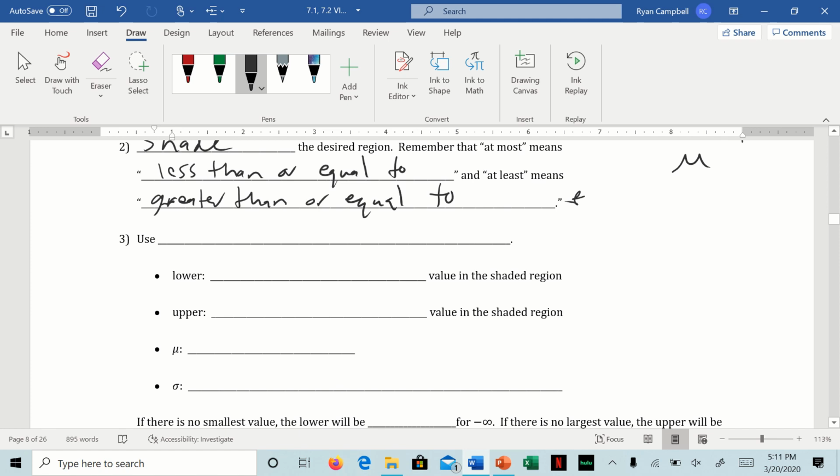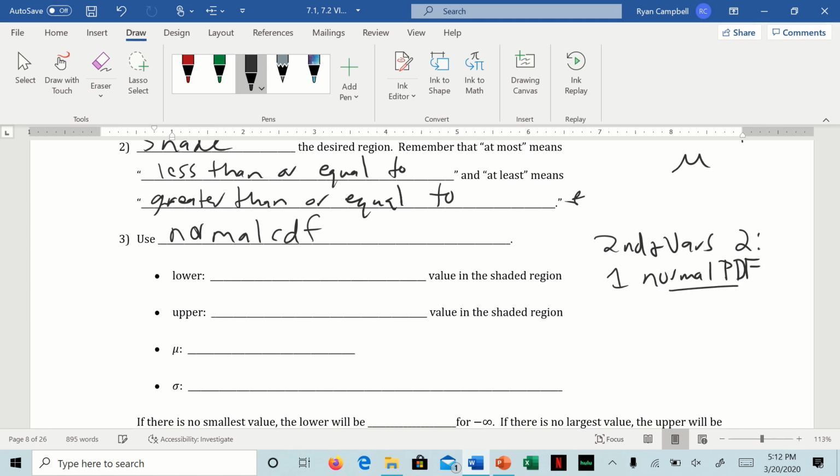So what we're going to use is normal CDF. If you go on your calculator sheet, you should see the way to get there, right? It's going to be second vars, which is distribution, I believe. The second one is going to be normal CDF. Now, if you notice, the first one is normal PDF. We never use normal PDF.